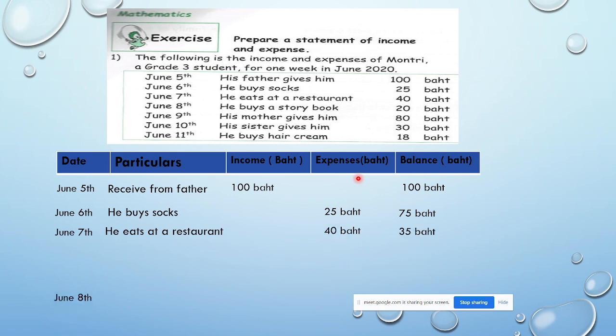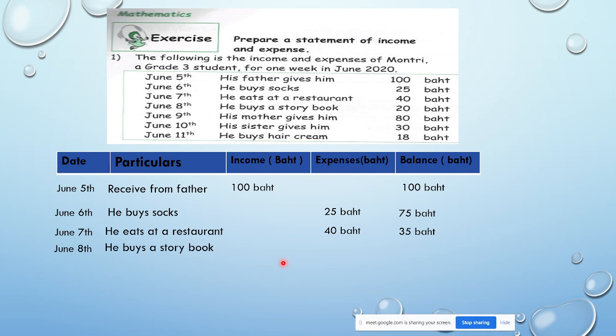Yes. Next, on June 8th, he buys a storybook. Is that an income or an expense? Expense. So, it's 20 baht. Now it's 35 minus 20. It is 15 baht.